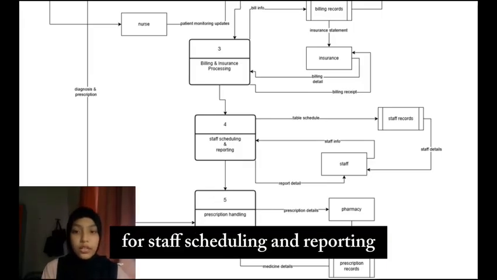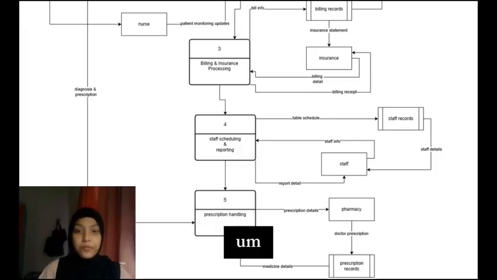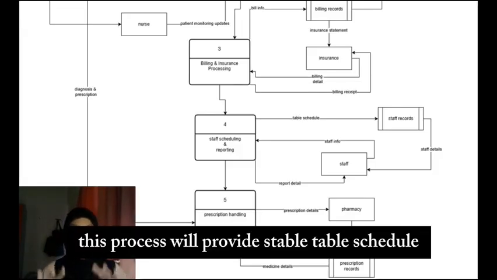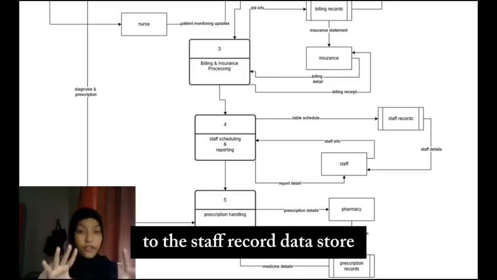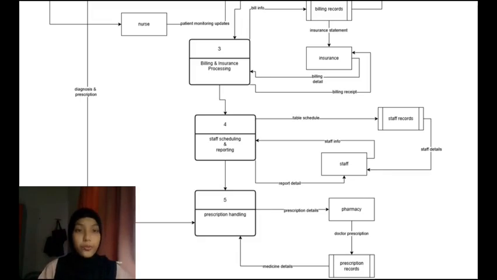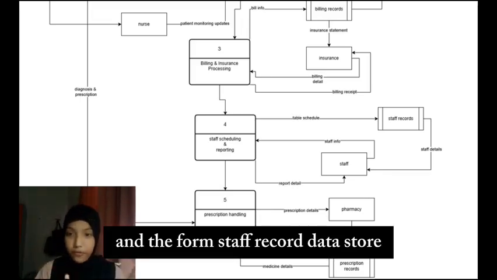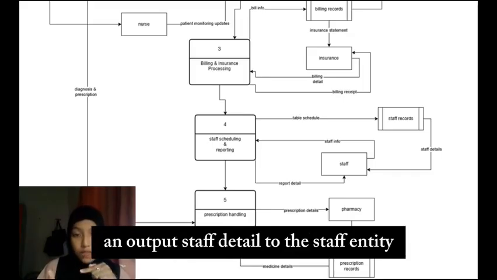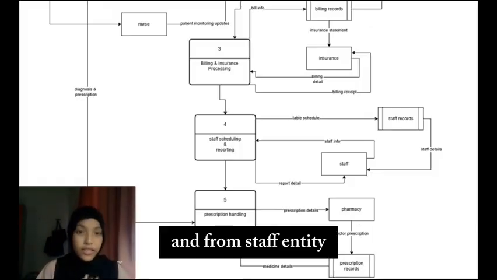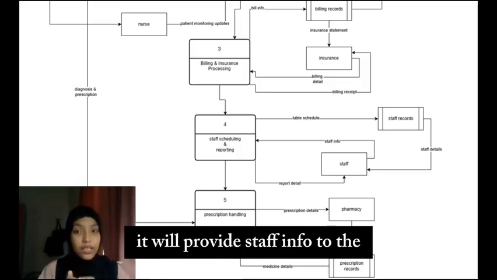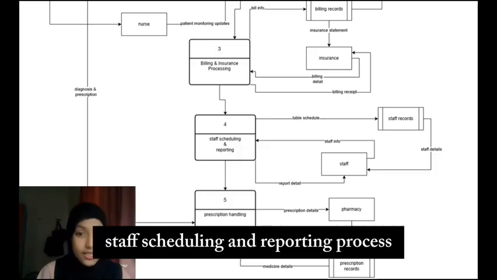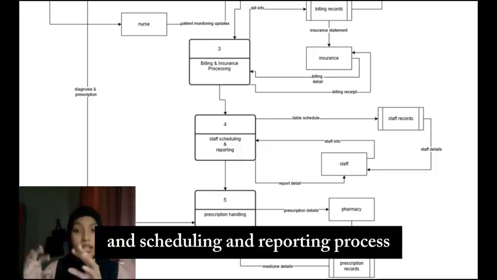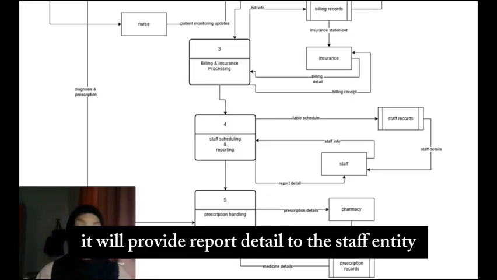For staff scheduling and reporting, this process will provide table schedule to the staff record data store. And from the staff record data store, it will bring an output staff detail to the staff entity. And from the staff entity, it will provide staff info to the staff scheduling and reporting process. And from the staff scheduling and reporting process, it will provide report detail to the staff entity.